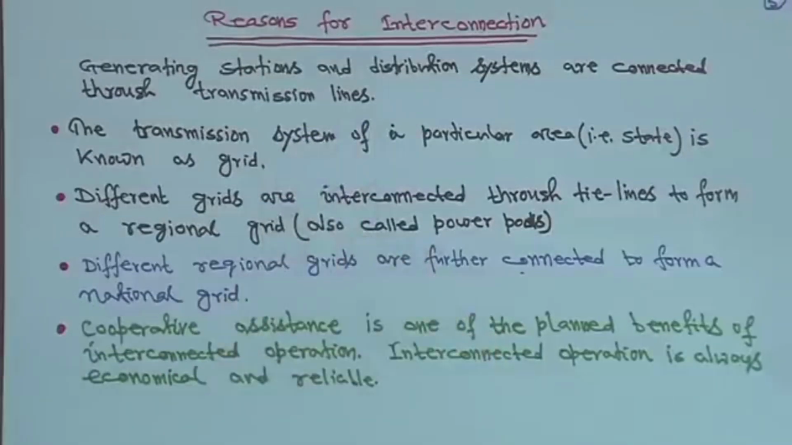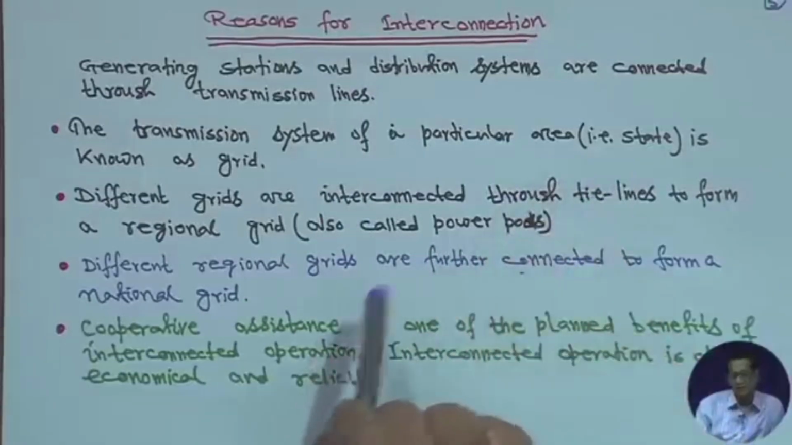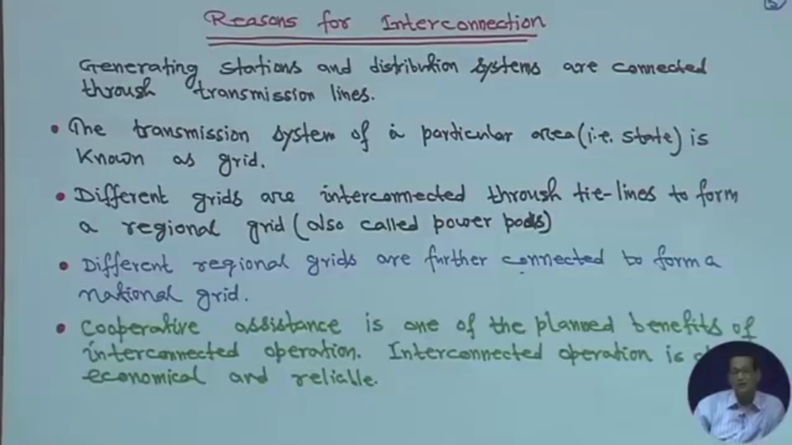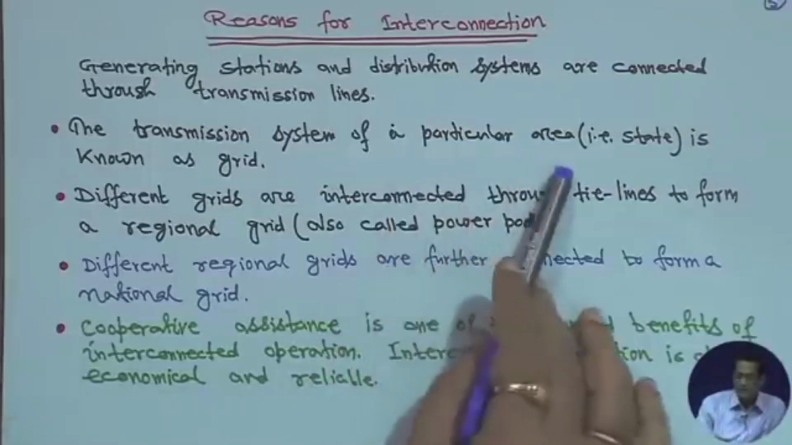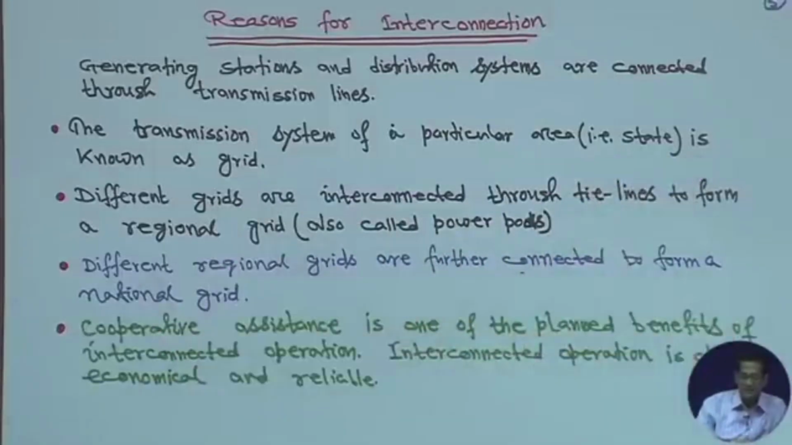It has to be, because bulk power will transfer through transmission lines only. The transmission system of a particular area, say a state, is known as a grid. One can define it in other ways also, but generally the transmission system of a particular area, say a region, for example a state, is known as a grid.